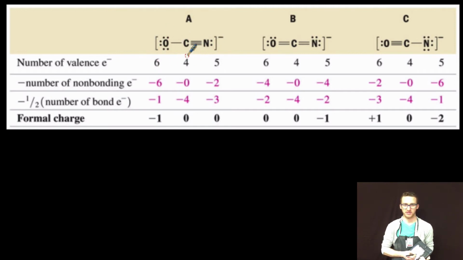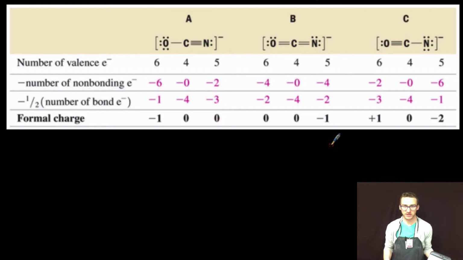Carbon has 4 valence electrons. No lone electrons in this Lewis structure representation, and there are 8 bonded electrons around it. So I subtract lone electrons, which are 0, and half the bonded electrons, which are 4. 4 minus 0 minus 4, 0. Nitrogen, notice that it has 5 valence electrons to start. Subtract the 2 non-bonding electrons and half the bonding electrons. 5 minus 2 minus 3, 0.